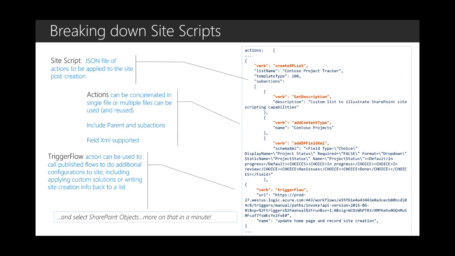And what is important is that you have those verbs and you have the properties inside of those. And those verbs are what those actions are. So you'll see create SP list. I'm going to set the description of that list. I'm going to add a content type to that list. I'm going to add a field to that list, and then after that, I'm going to trigger a flow as an example. So what that means is that you can put sub actions in a parent. So I create a list as an action, and set description is a sub action of that create list verb.